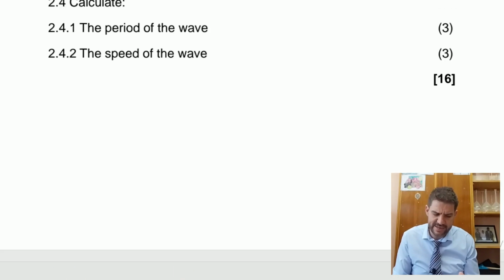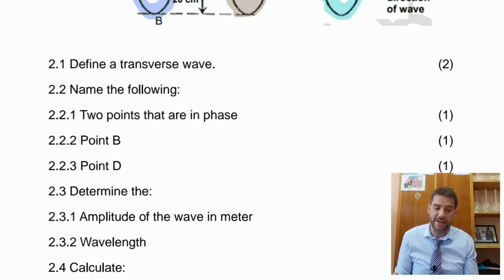So guys, I just answered question 2.1, define transverse wave. It's a wave where the particles move perpendicular to the propagation of the wave, or the motion of the wave. 2.2, name the following 2 points that are in phase.